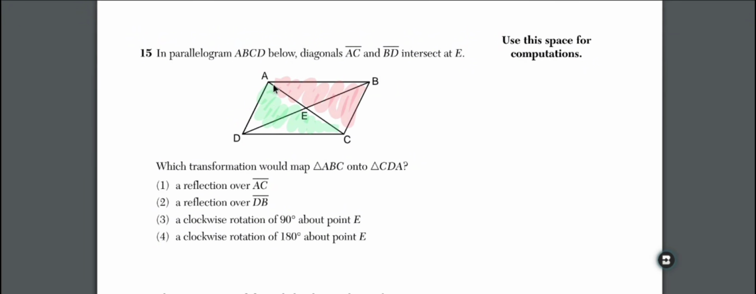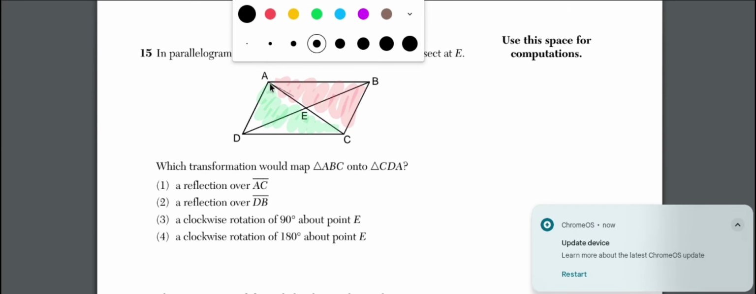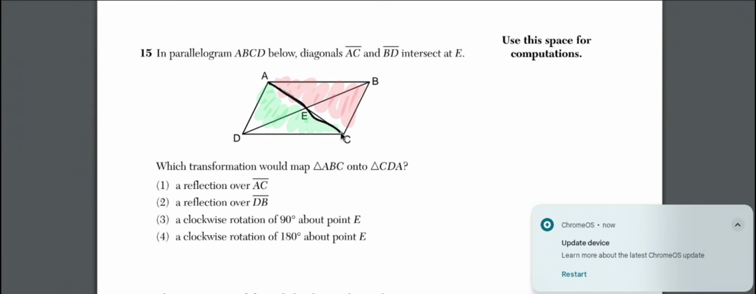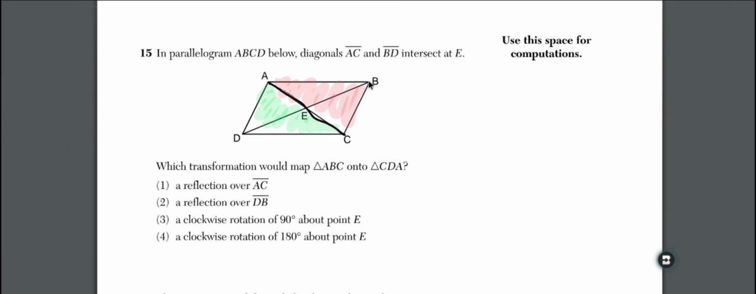So if we looked at answer choice number 1, it says a reflection over AC. So that would mean that AC would be the line of my reflection, and I have to reflect each side onto that. So if I take side AB and I reflect it over it, my side is going to end up being somewhere right here. So it's not going to be reflected onto triangle CDA. So I know that already cannot be my answer.